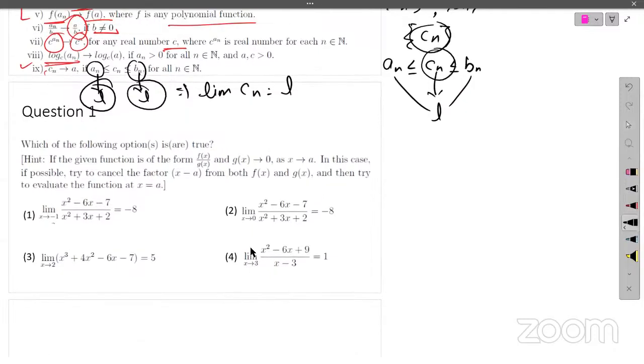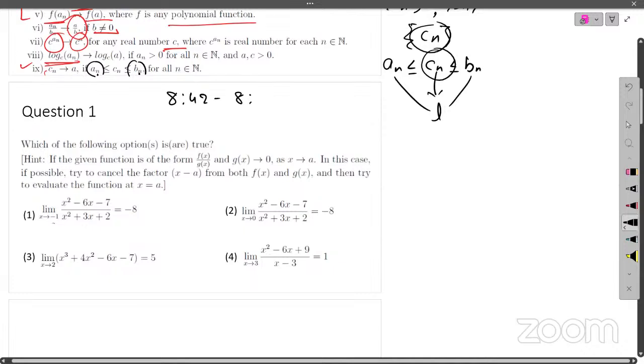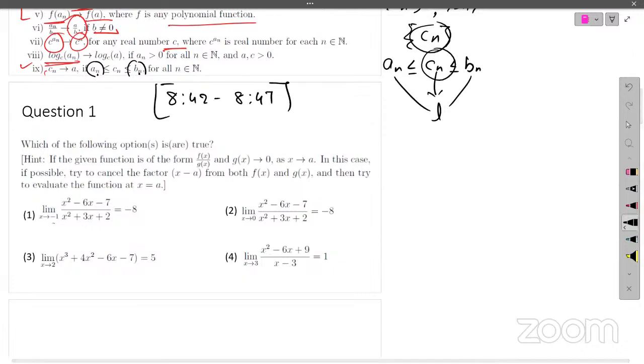Since there are 4 different sequences, let's take 4 or 5 minutes to solve it, from 8:42 to 8:47. Please answer in the chat box so that it will be helpful for others also. At least try to solve it. It doesn't matter whether you get the correct answer; whatever you get, think about it and then answer in the chat.